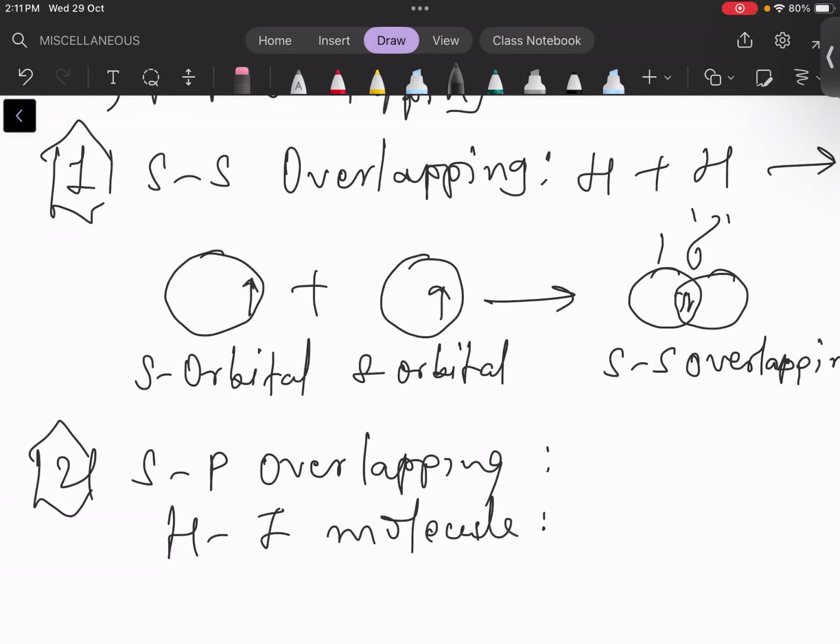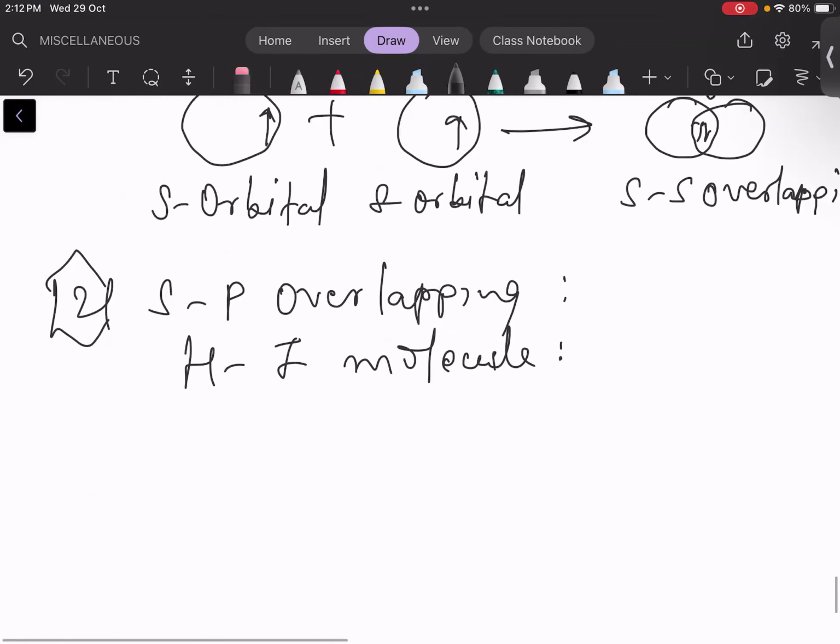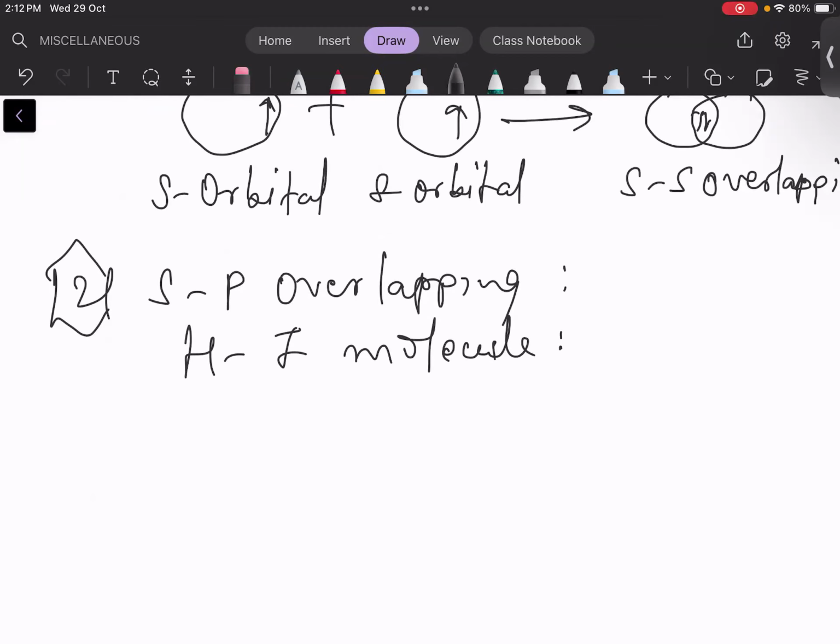When one half-filled s orbital overlaps with one half-filled p orbital, it is called sp overlap. What is it called? sp overlapping. Whenever a half-filled s orbital overlaps with a half-filled p orbital, that is called sp overlap, and it takes place end to end.